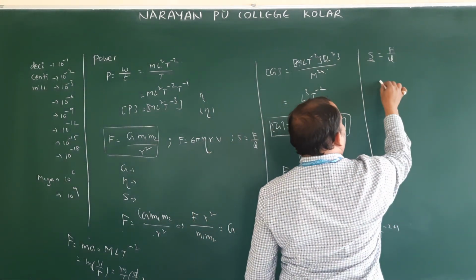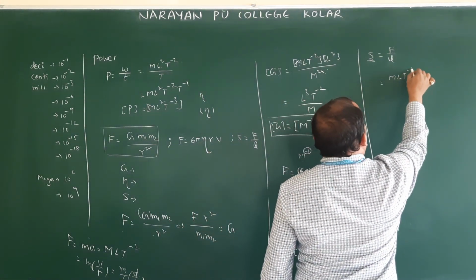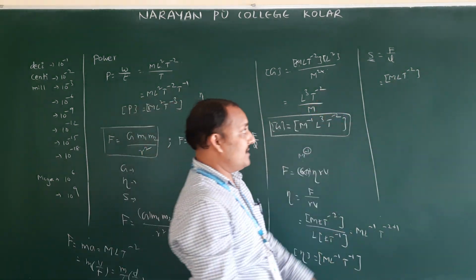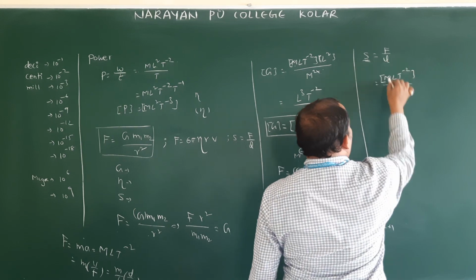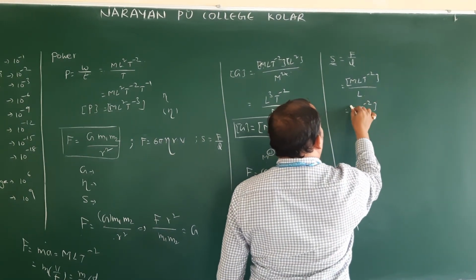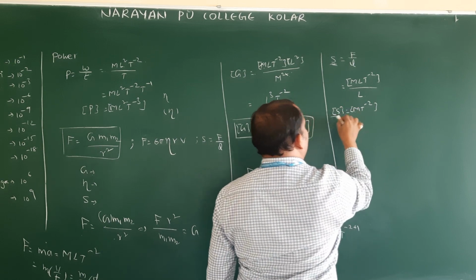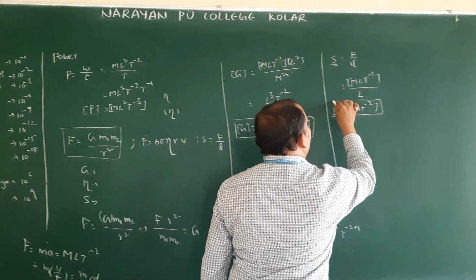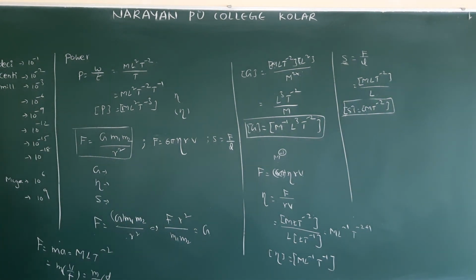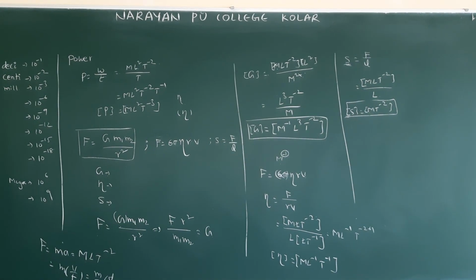So what is the force dimension formula? M L T power minus 2. Today this is the third time I am writing the force dimension formula. It is divided by L, meaning length, therefore L will be cancelled, giving M T power minus 2. So this is the dimension formula for surface tension. They asked for three physical quantities' dimension formulas, so we got those three.